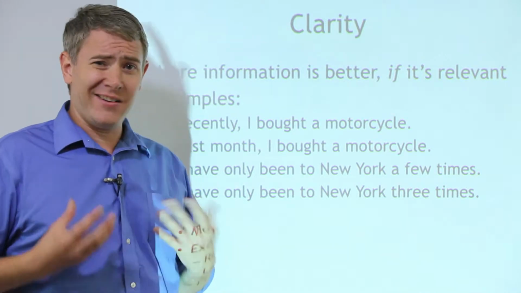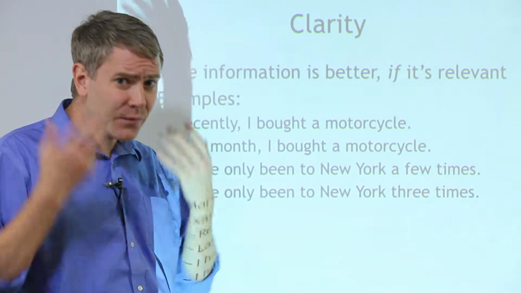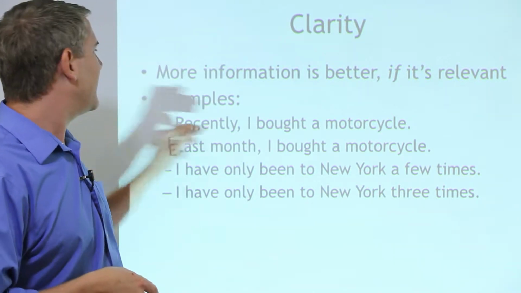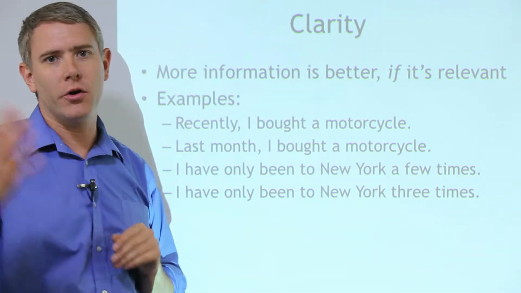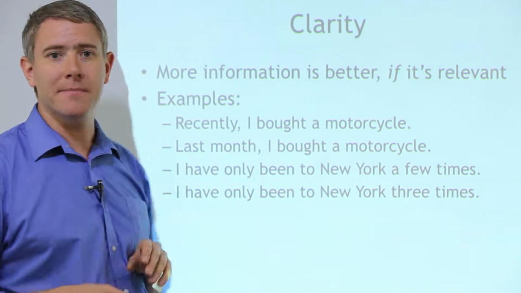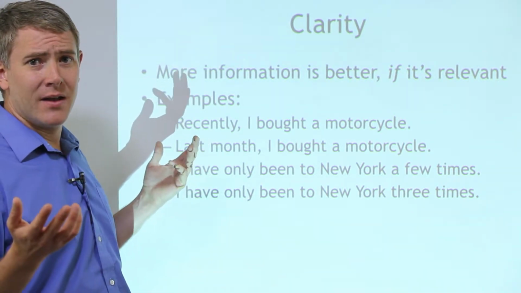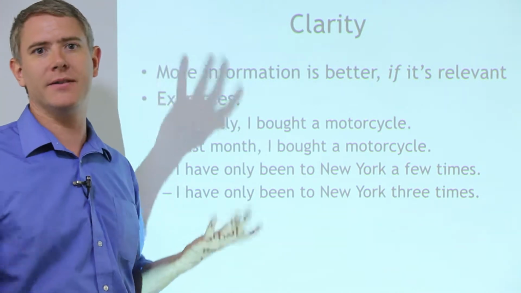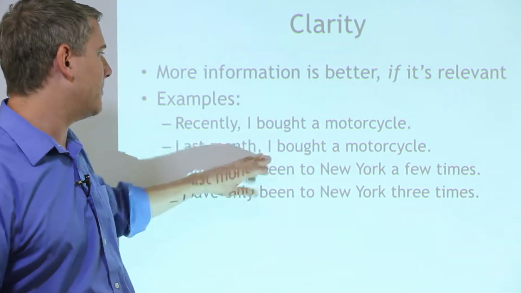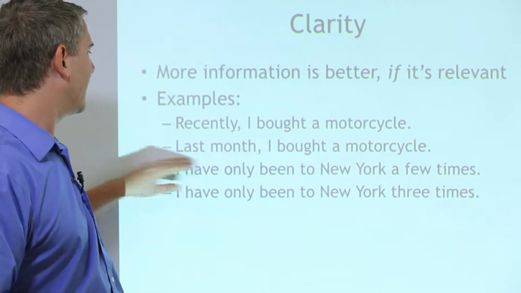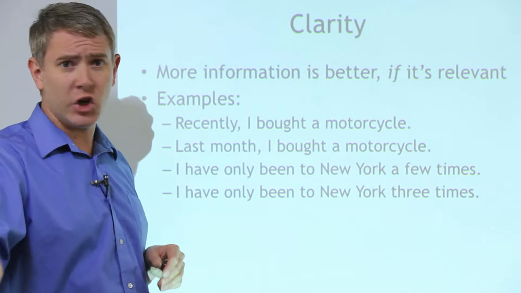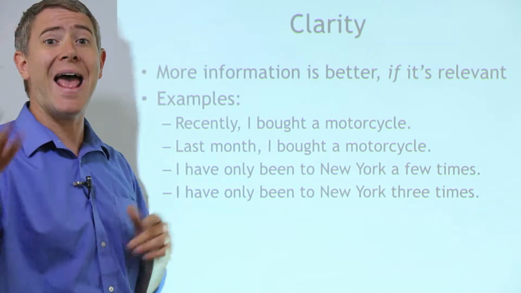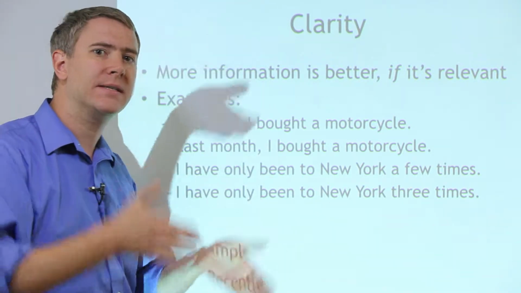If that information actually does help, and if it's clear and relevant, then it's good. So let's take an example. Recently I bought a motorcycle versus last month I bought a motorcycle. Both are fine grammatically. Both are actually pretty clear, but this one adds more clarity. Last month says how recently. Do you mean recently within 6 months, a couple of days ago? So it says last month. This is a clarifying phrase. Recently is good. It would be fine by itself, but if I'm given the choice between recently and last month, I want the one that adds clarity. It makes it more specific, more clear.